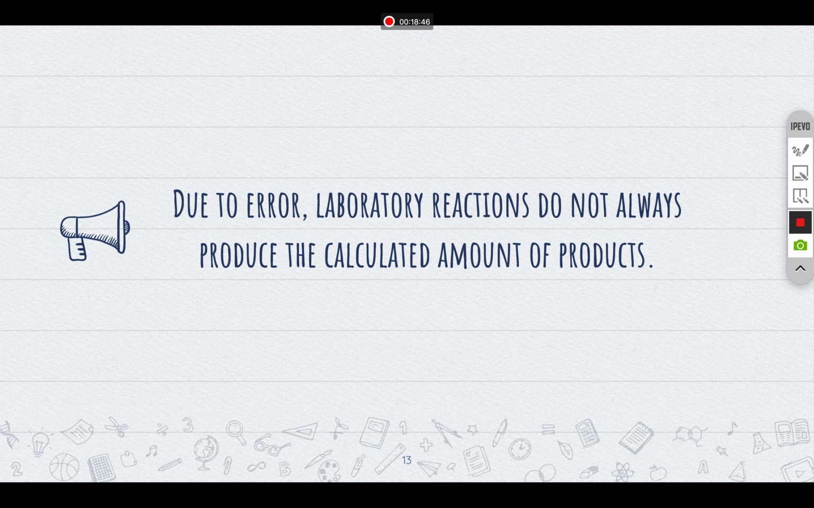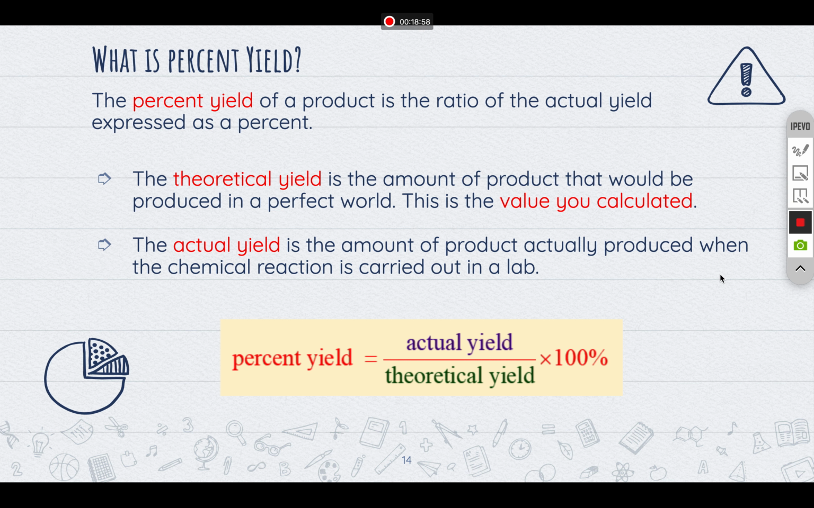Okay, so there's just a lot of things that could possibly go wrong due to human error or due to error of your equipment or whatever. So you're not always going to get what you expect in a lab. You want to get close though. Okay, so percent yield is pretty much a ratio of what you actually get divided by what you should have gotten.